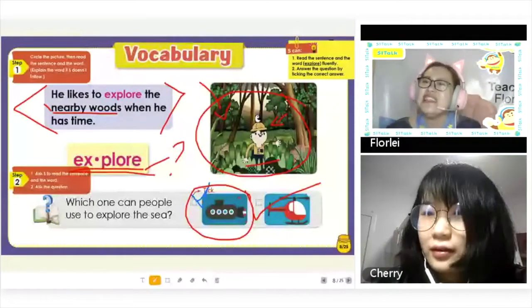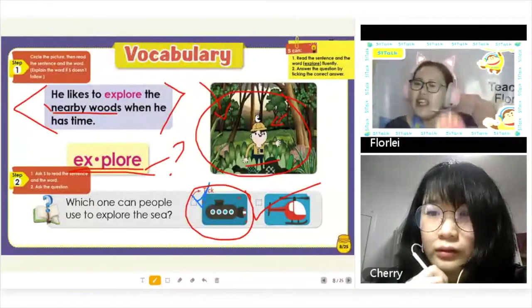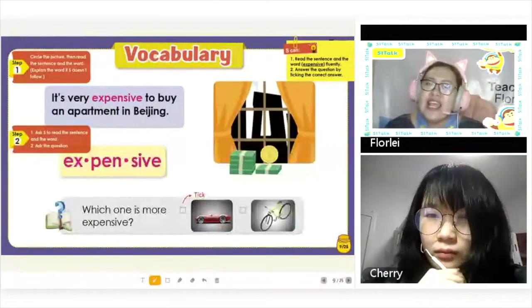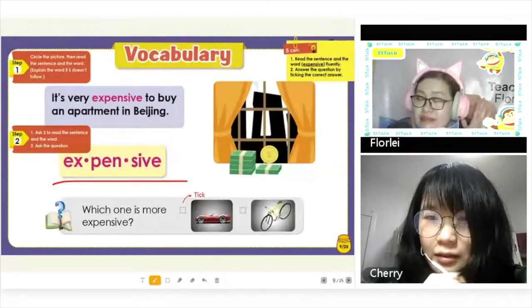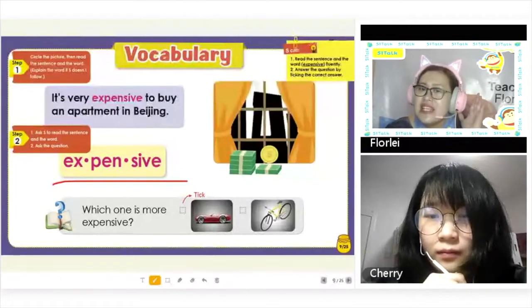Okay, thank you so much. A magic star for you. Fantastic work, Cherry. Let's go to the next page. The fourth word is expensive. Please repeat. Okay, expensive. Okay, what is expensive?